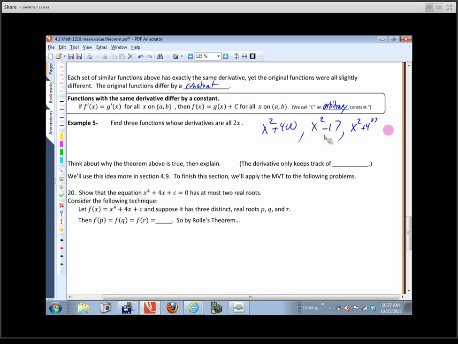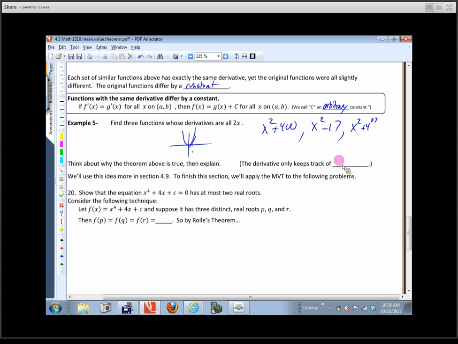Whether we move this up to 400, down to 17, the original starting shape is that parabola. If I slide it up to 400, down to 17, or up to whatever 4 to the 27th is, that's not going to change what the slopes are at a particular point. So if I go to 1, the slope here is going to be 2. It's going to be 2 on every one of these. Okay? Because the derivative keeps track of slopes, not function values.